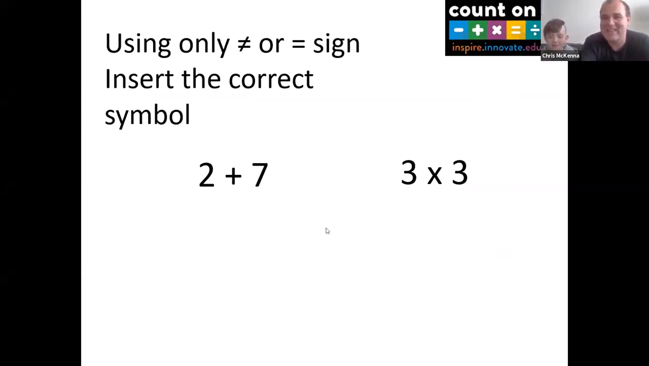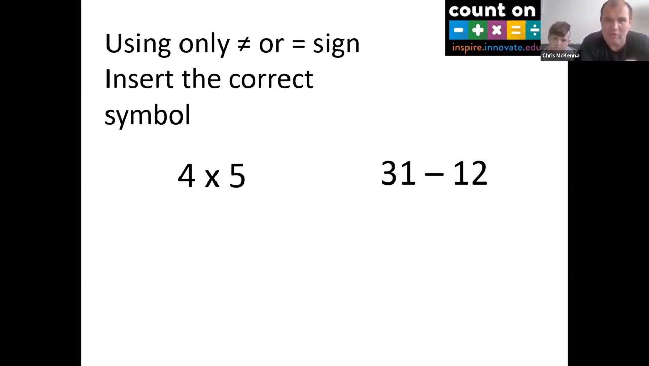Okay. Equal. Because it's 3 times 3, which is 9. 2 plus 7 equals 9. So yes, we can put an equal sign in here because it's 3 times 3 and 2 plus 7. The answer to both is 9. So 2 plus 7 equals 3 times 3. So in here we put the equal sign.